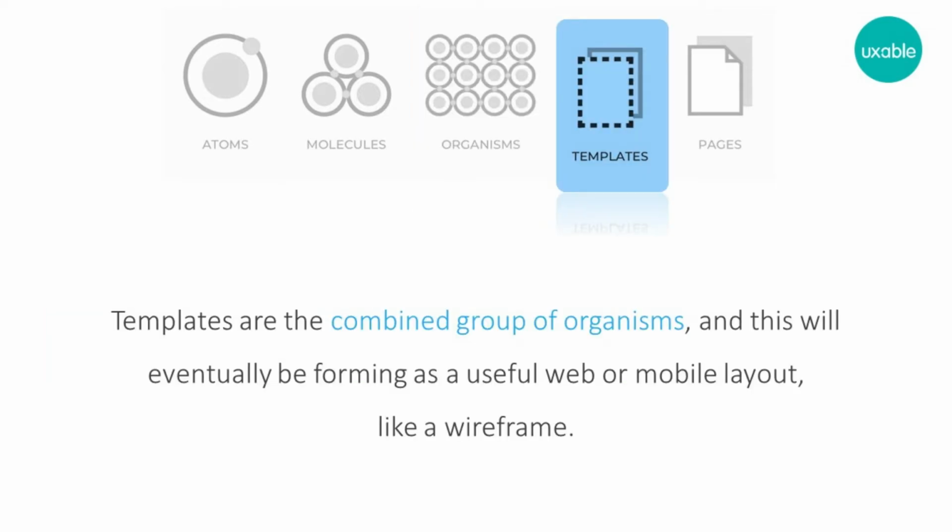Now let's see the fourth atomic design process, that is templates. So templates are the combined group of organisms, and this will eventually be forming a useful web or mobile structure or layout like a wireframe. So let's see an example for this.